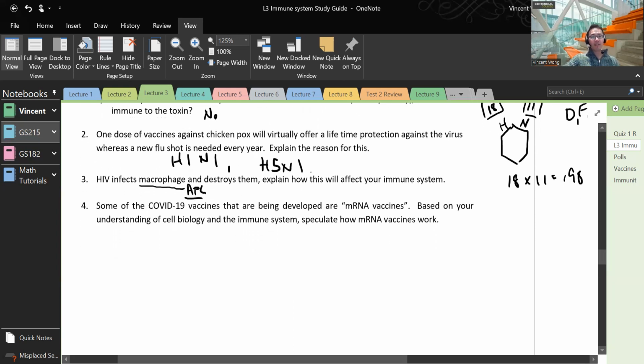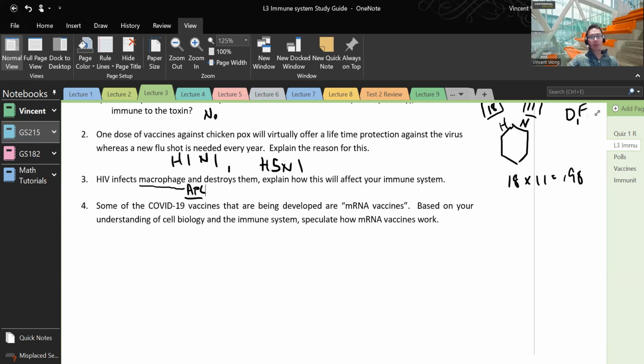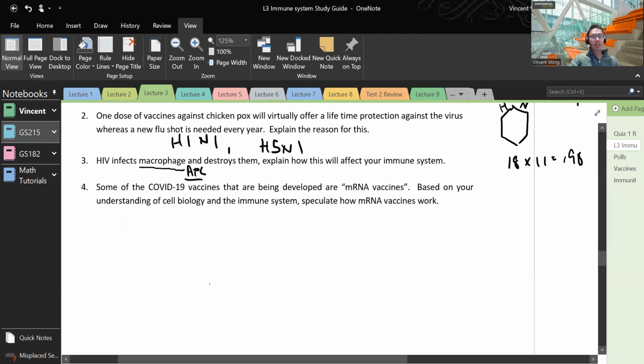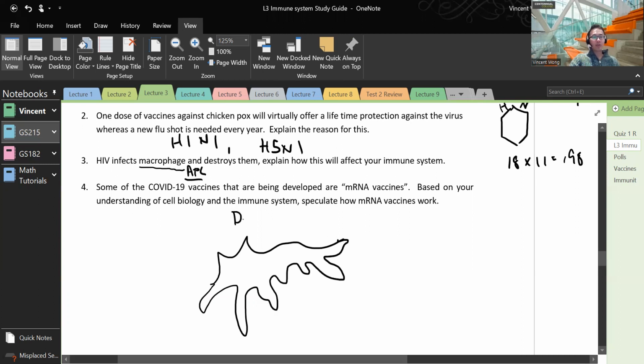Okay, some of the COVID vaccines that are being developed. At the time when I made this, they were still being developed, but now obviously they're all very common. They are mRNA vaccines. Based on your understanding of cell biology and the immune system, speculate how an mRNA vaccine works. There is another type of cell that is also an APC, which I did not teach you yet. These are called dendritic cells, and they look like little star-shaped cells.